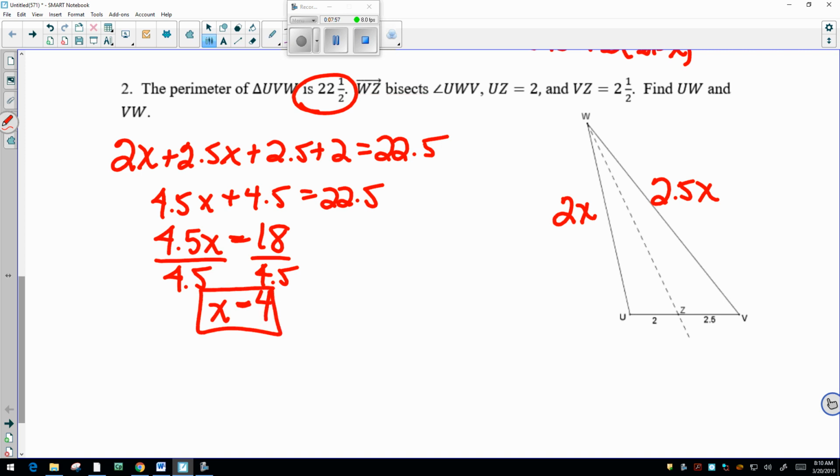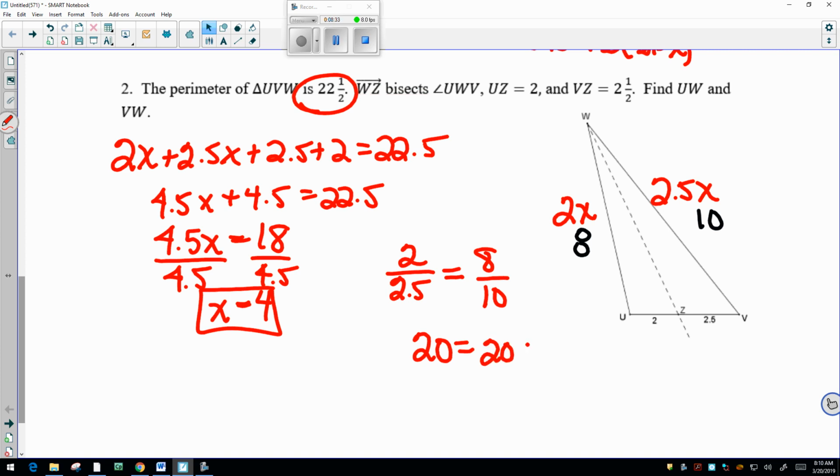So what is that showing me? Well, if I go back, that's showing me if I were to plug that in, this side would have a length of 8. And 2.5 times 4 would give me a length of 10. So if I wanted to check and just make sure, does that angle bisector theorem work, we'll set up that proportion. So we said 2 over 2.5, is that the same thing as 8 over 10? And if we cross multiply, 2 times 10 I get 20, and 8 times 2.5 I also get 20. So we've checked our work, we know that it works, and we've used our angle bisector theorem.